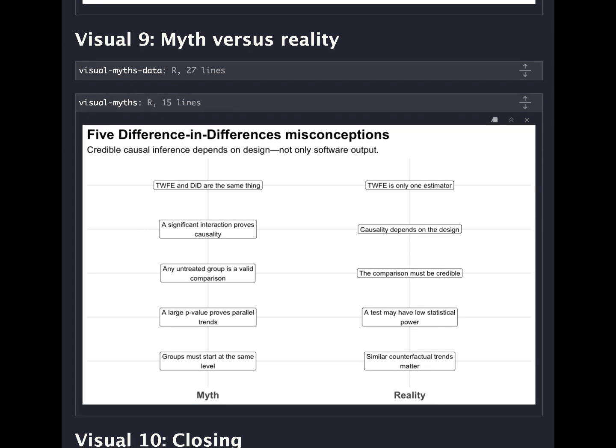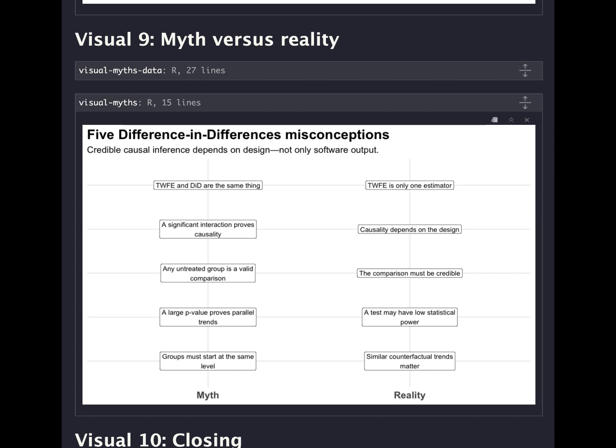Now, before we finish, here are 5 common mistakes. First, assuming that equal baseline levels are required. They are not. Second, treating a non-significant pre-trend test as proof. It's not. Third, selecting a comparison group only because it was untreated. Untreated does not automatically mean comparable. Fourth, ignoring anticipation, spillover, or other simultaneous events. And fifth, assuming that a significant interaction coefficient establishes causality.